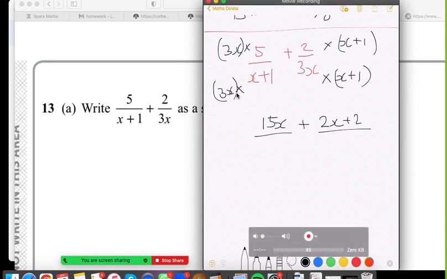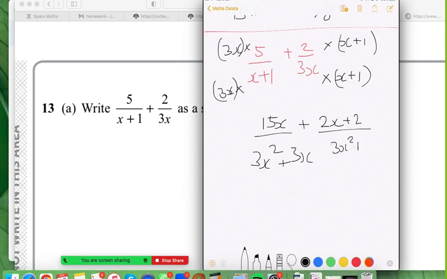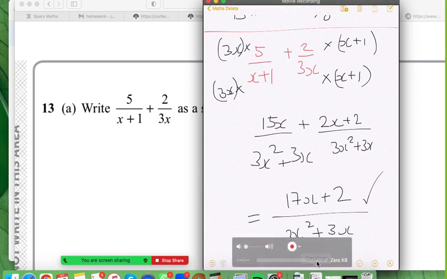This though, 3x multiplied by x plus 1 would be 3x squared plus 3x, and it's the same here as well, 3x squared plus 3x, denominator the same. Add them up, 17x plus 2 all over 3x squared plus 3x. And that's done. That's the answer.